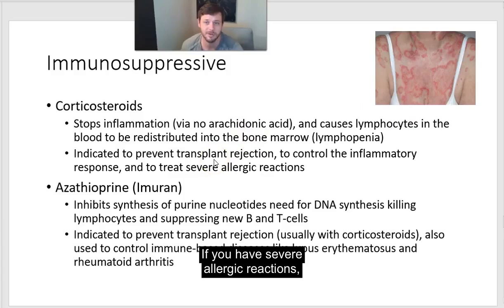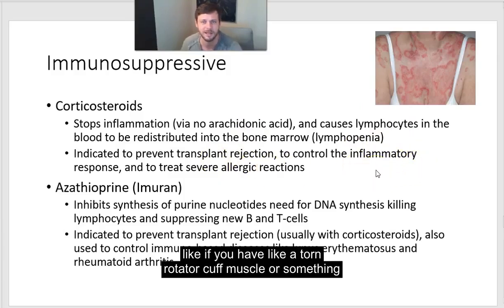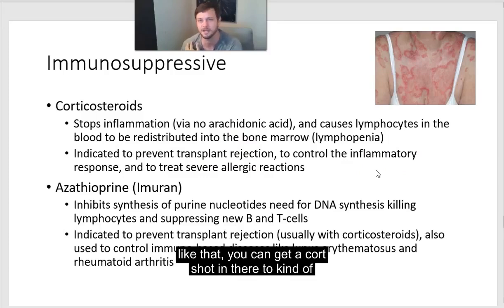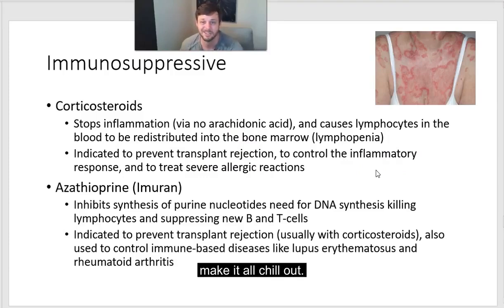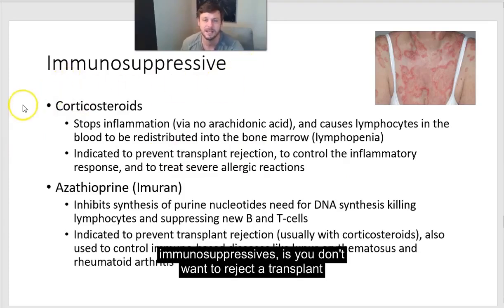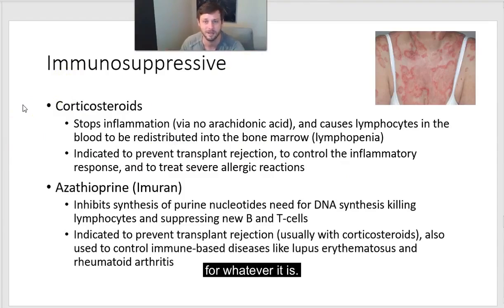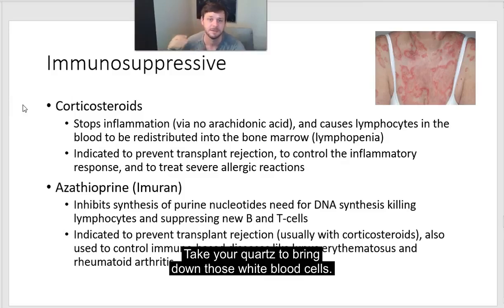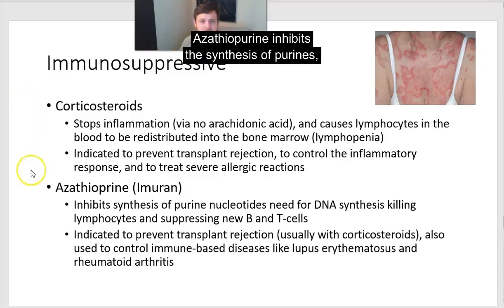really good if you have severe allergic reactions or to control the inflammatory response, like if you have a torn rotator cuff muscle or something like that, you can get a cortisone shot in there to kind of make it all chill out. But it can also be used to prevent transplant rejection. And that's something you're going to see a lot with your immunosuppressives, is we don't want to reject the transplant for whatever it is. If it's a skin graft or a new liver, right? Take your corticosteroids to bring down those white blood cells.